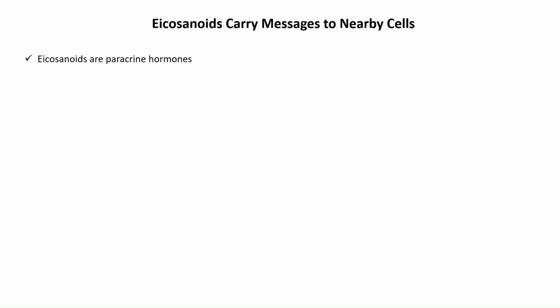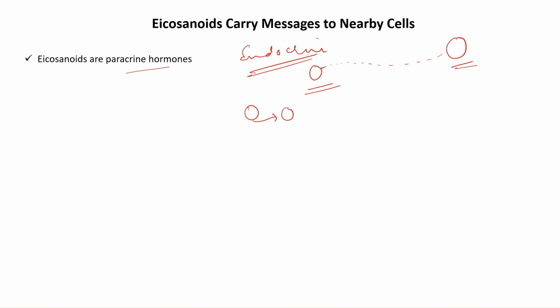Eicosanoids carry messages to nearby cells. Eicosanoids are paracrine hormones. In case of hormones, mostly you have heard of endocrine hormones. Endocrine hormones are released from the cell, enter into the blood, and through the blood travel to the target cell. So the cell which releases this hormone and its target site are far apart. Whereas in paracrine hormones, the cells which release the hormone and the target cell are in close vicinity. So when the hormones act in close vicinity, those hormones are known as paracrine hormones.